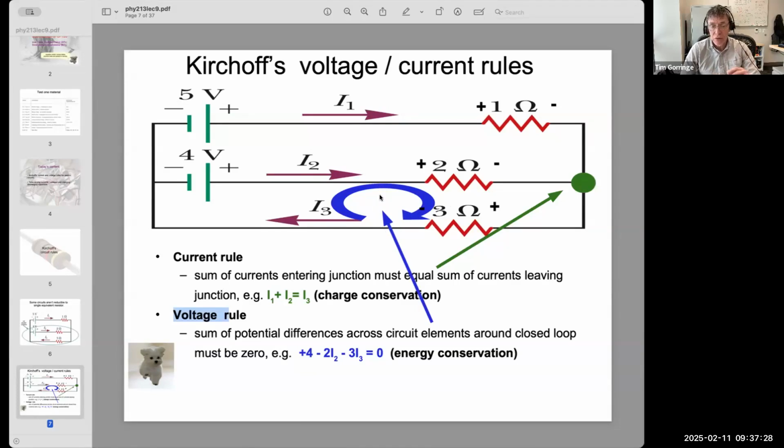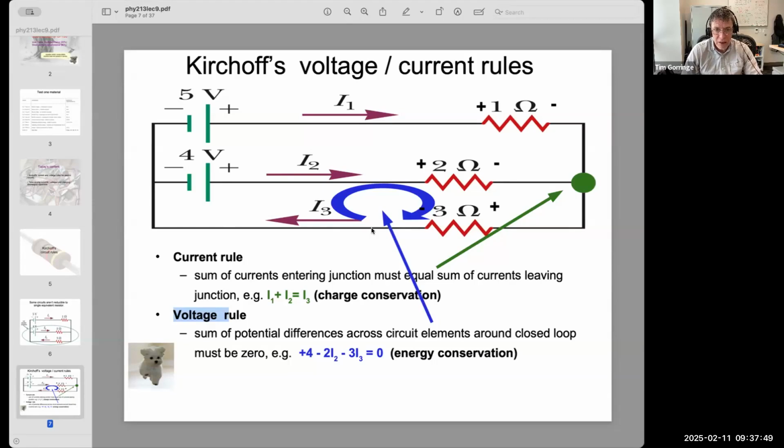And the voltage rule says that if you add up all the voltage changes as you walk around a complete loop, ending where you started, then all the voltage changes must add up to 0. So that's the voltage rule.